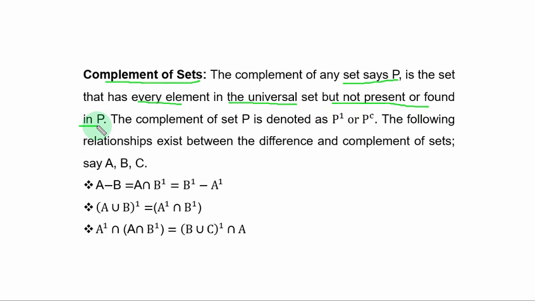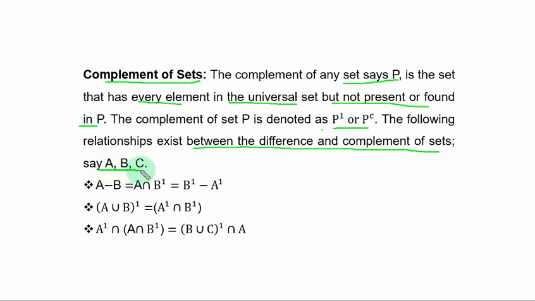In other words, if you remove the elements in set P from the universal set, the remaining elements become P complement. That is the meaning. The complement of set P is denoted as P to the power of 1 or to the power of C. The following relationships exist between the difference and complement of sets.